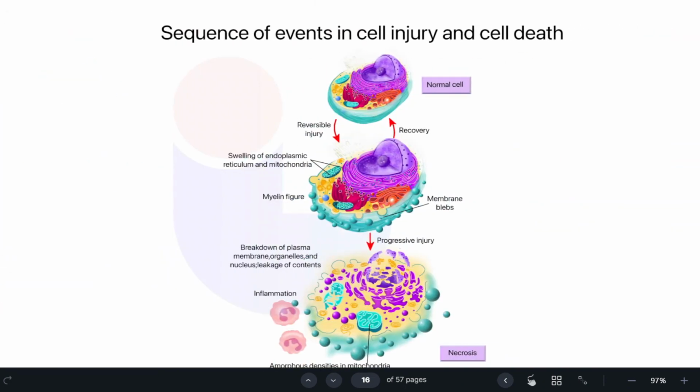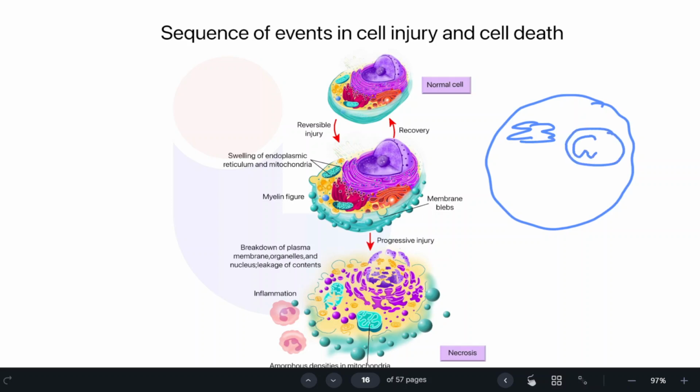Now we will discuss the morphology of reversible and irreversible cell injury. The sodium potassium ATPase pump will fail, so that more sodium is retained inside the cell. This can lead to cell swelling as well as swelling of the endoplasmic reticulum, swelling of mitochondria, etc. And there can be cytoplasmic blebs.